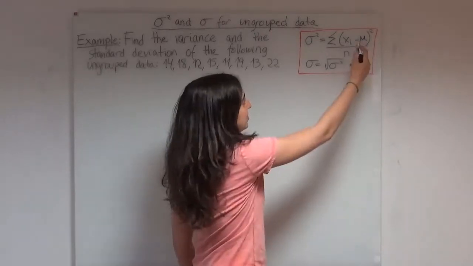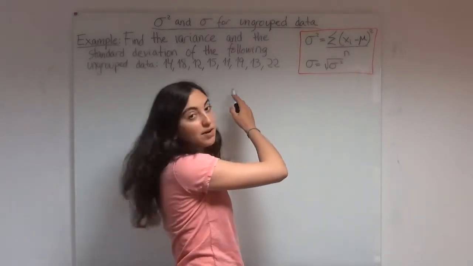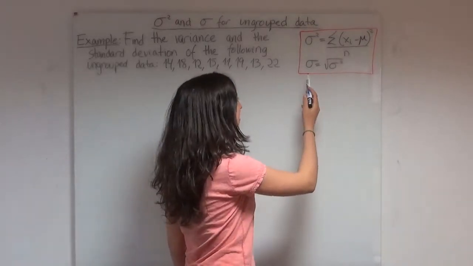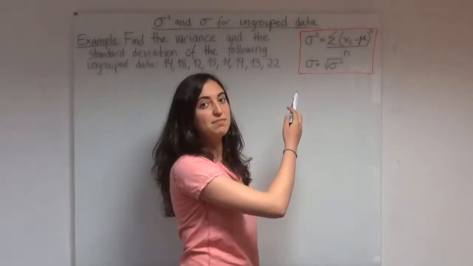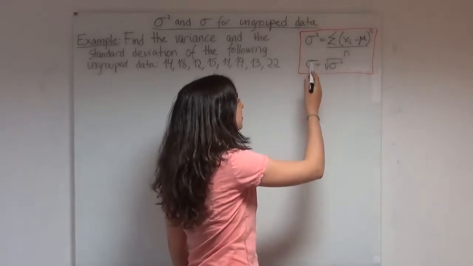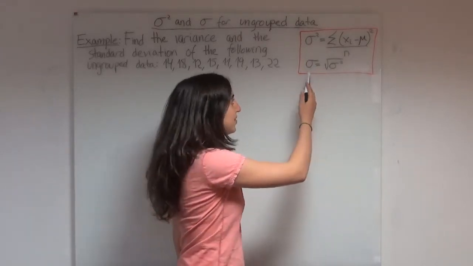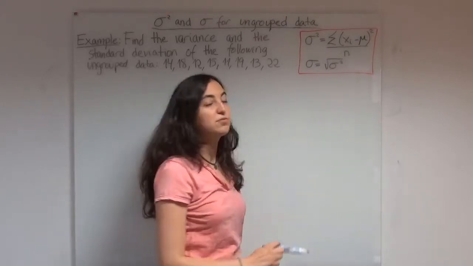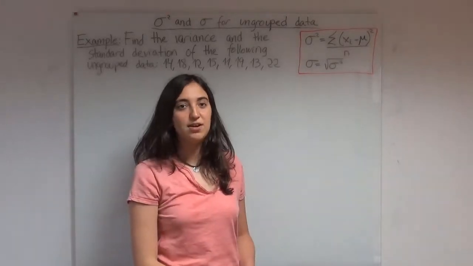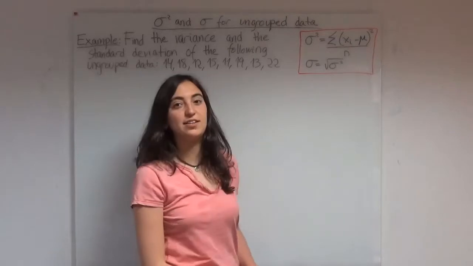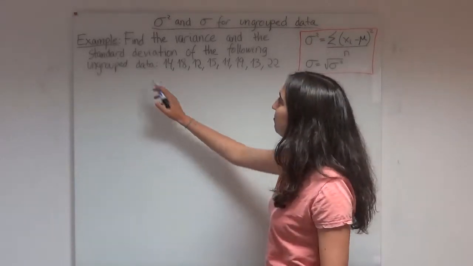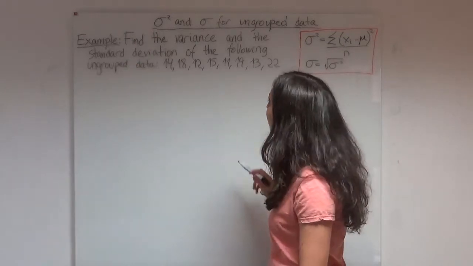And nu is just the mean, which is the arithmetic sum of these terms, divided by the number of terms that you have. And then the standard deviation is denoted as sigma. So if we compare these two, you can see that the standard deviation is just going to be the square root of the variance. So once we get the value of the variance, we can easily get the value for the standard deviation as well. So now we're going to work through this example.